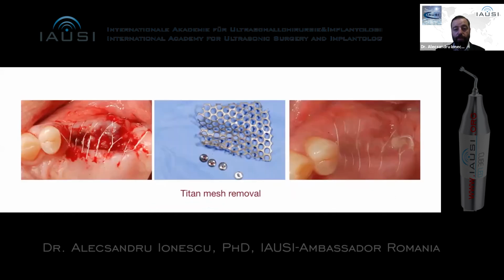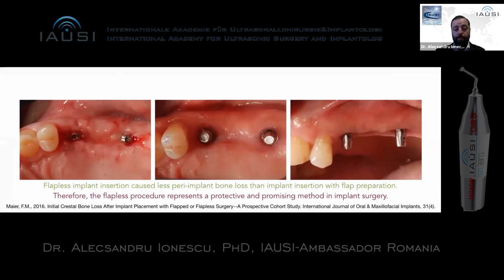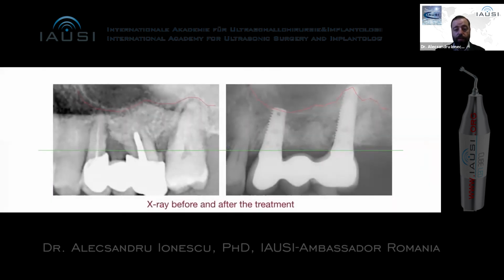Then after 6 months, we removed the titanium mesh, followed by flapless implant insertion of tissue level implants, and the final prosthetics in situ. You can see how nicely we preserved the crest. Otherwise, just extracting with no preserving of the crest, in a vertical sense as well, it would have required an external sinus lift and there would be a very big difference between the distal bone of the last remaining tooth and the first implant.